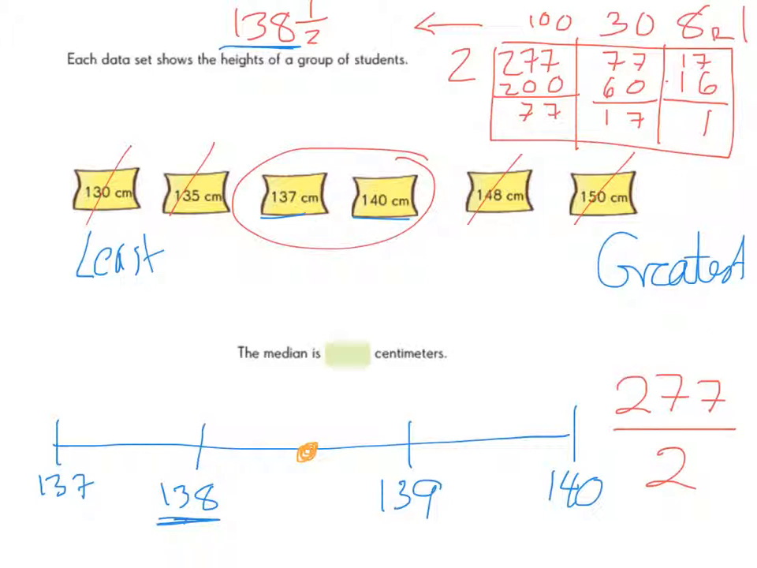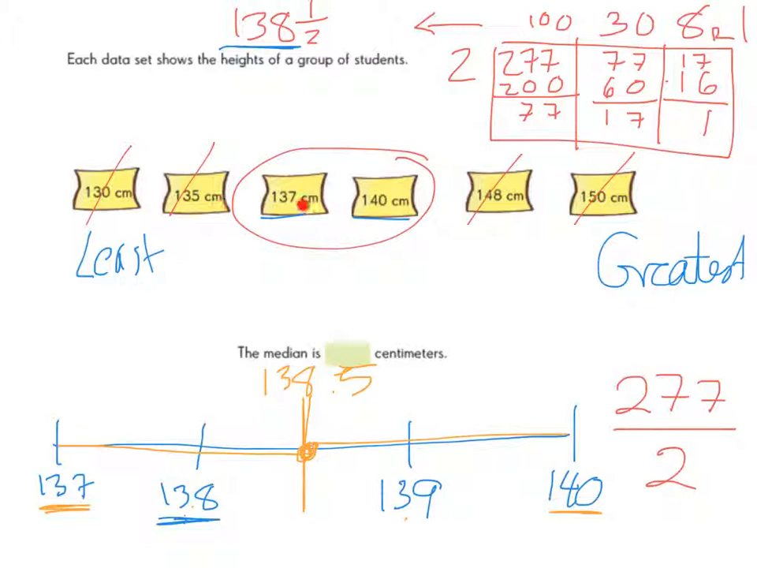This orange dot is the middle between 137 and 140. There's the same distance on this side and the same distance on this side. Can you figure out what is exactly in the middle here? We have 138 on this side, 139 on this side. This is half, so 138.5 is the same as saying 138 and 1/2 or 138.5. And that is the median in this data group.